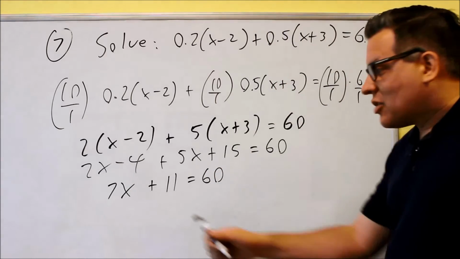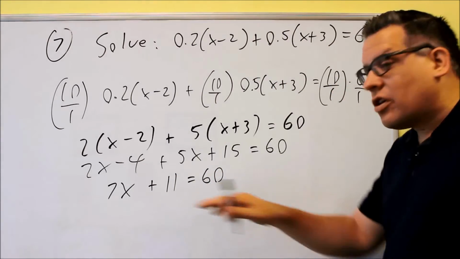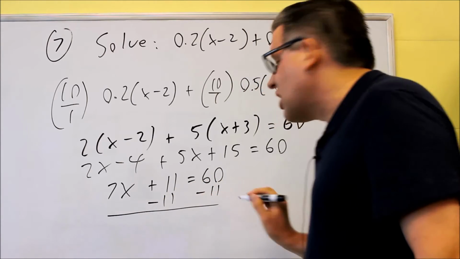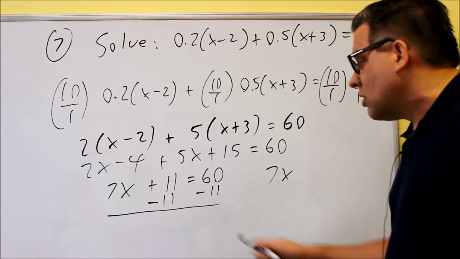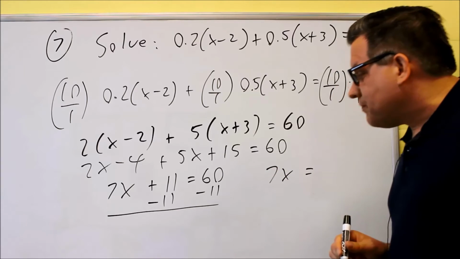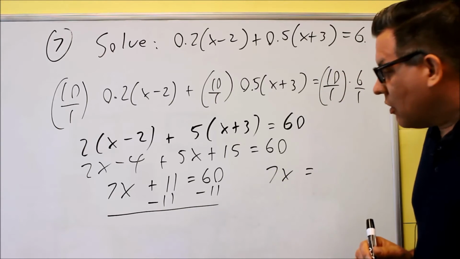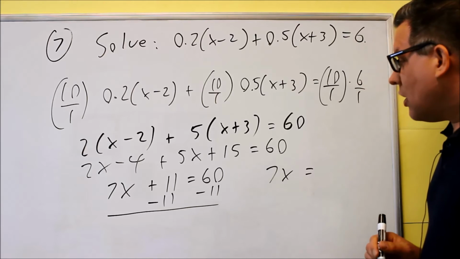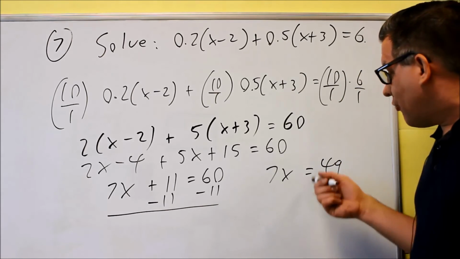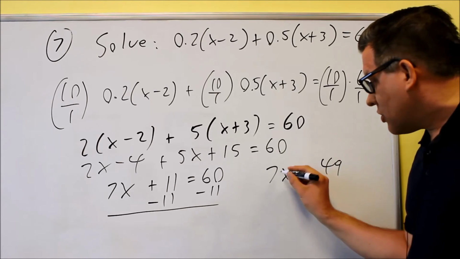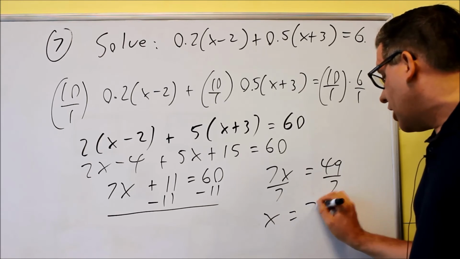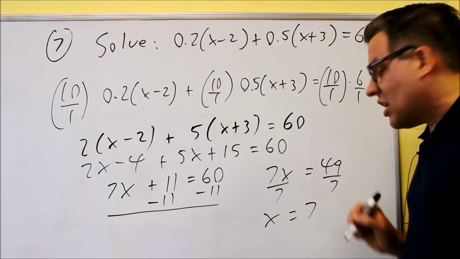Now you want to get x by itself. To get rid of the 11, we do the opposite operation, subtract 11 from both sides. Over here we get 7x. That cancels out, so we have the equal sign there. Then we have 60 minus 11, which is 49. Then we want to divide both sides by 7, because this is multiplication. You want to get x by itself, so divide both sides by 7, and we get our final answer, which is 49 over 7 is 7.